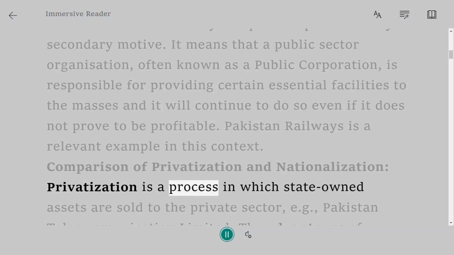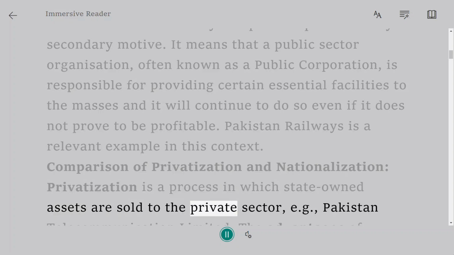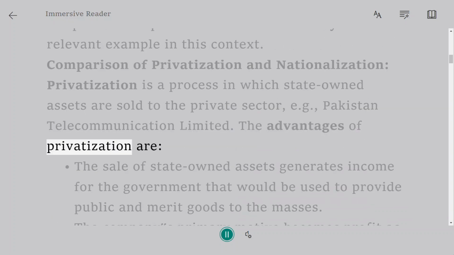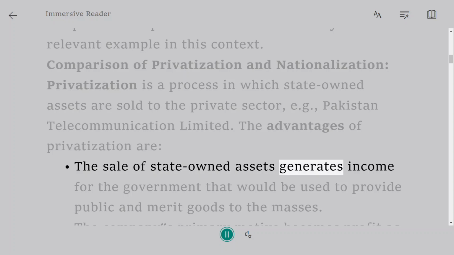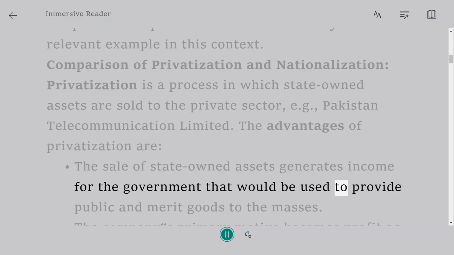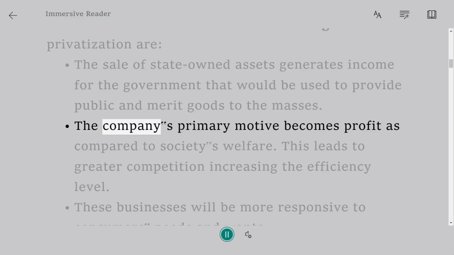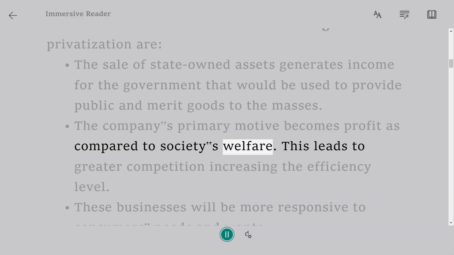Privatization is a process in which state-owned assets are sold to the private sector, example, Pakistan Telecommunication Limited. The advantages of privatization are: the sale of state-owned assets generates income for the government that would be used to provide public and merit goods to the masses. The company's primary motive becomes profit as compared to society's welfare.